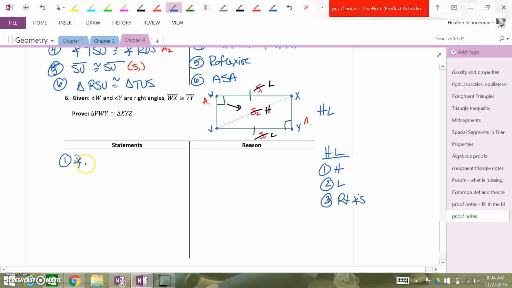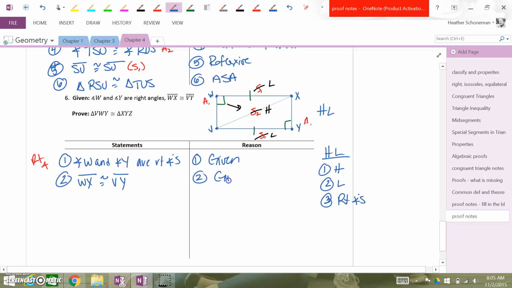So let's start. We've got W and Y are right angles. Okay. That was given. So on our list, that covers the right angle part. Now we need the other given. The other given is that WX is congruent to VY. That's given. That's nice. And if I look at my picture, that's my leg. So there's 2 of the 3 facts I need.